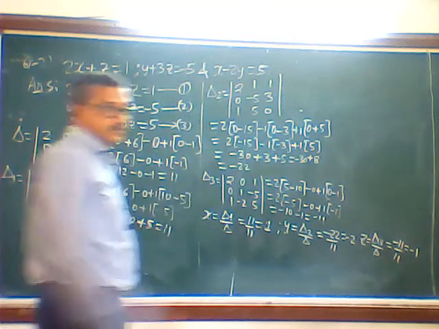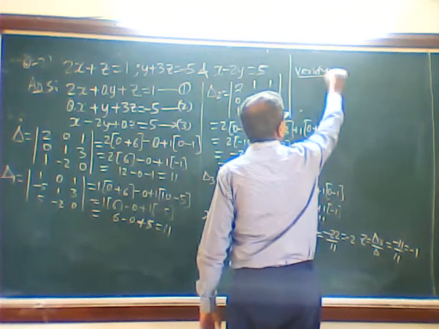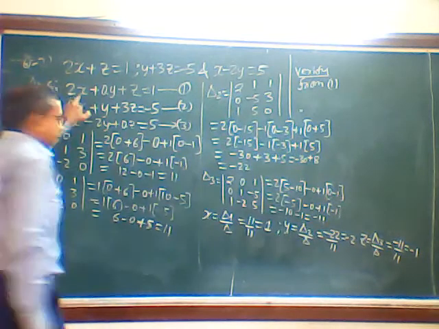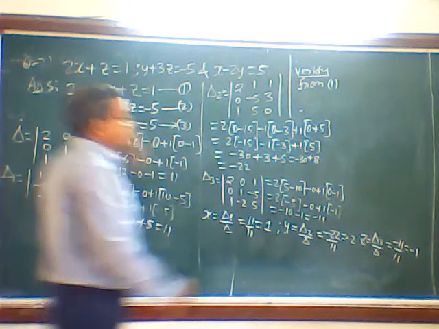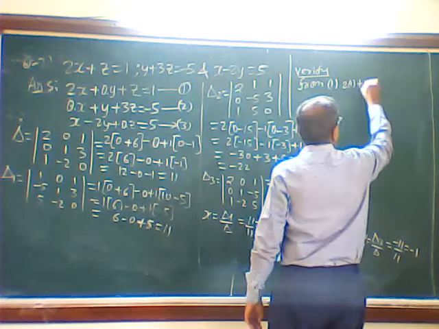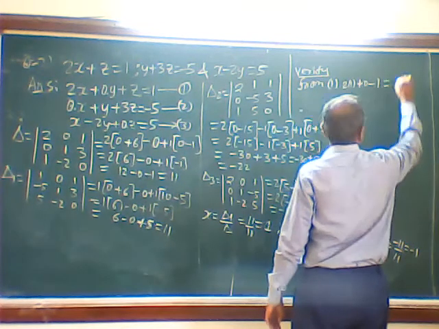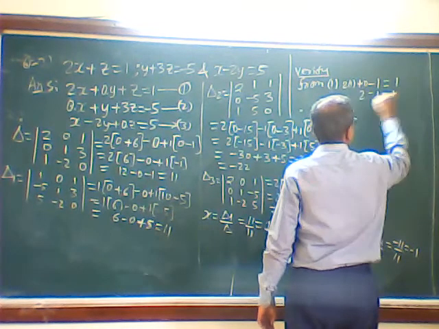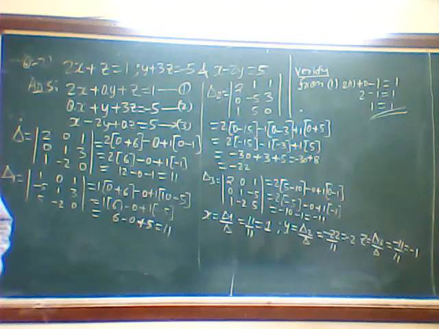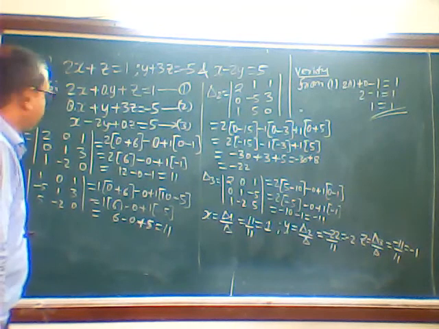Whether I am right or wrong, we can check it here. We will verify. I take the first equation: 2x, 2 into 1, 2. Plus 0 plus z. Z is minus 1. Is equal to 1. It is 2 minus 1 is equal to 1. So the answer is correct. So whichever terms are not there, you have to put 0. Keep that in mind.